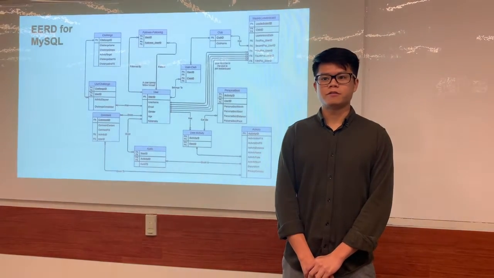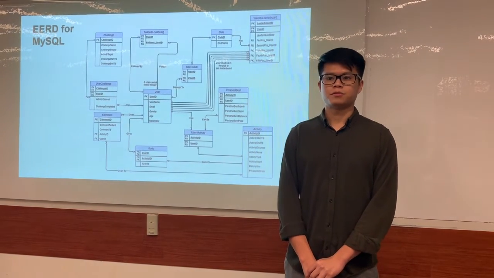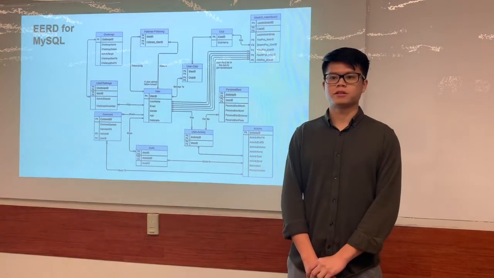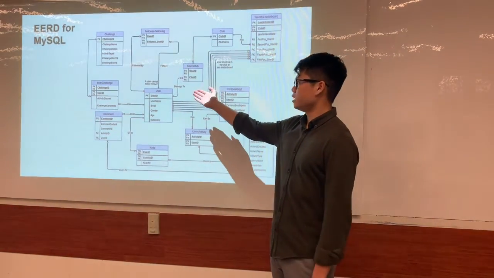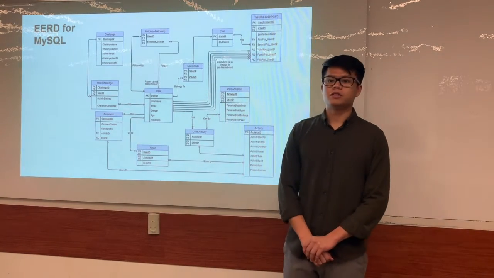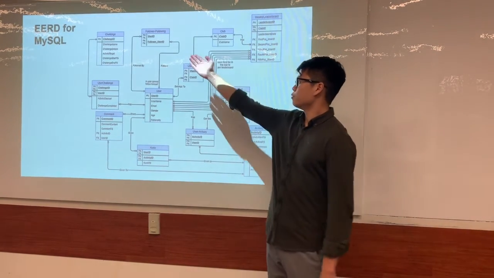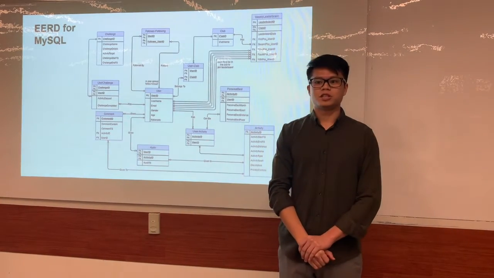This is the EERD for the relational database. First, we will start constructing the user social network. There's a unary many-to-many relationship between a follower user and a following user. Hence, we need to introduce a weak entity, follower following, in order to break down this relationship.